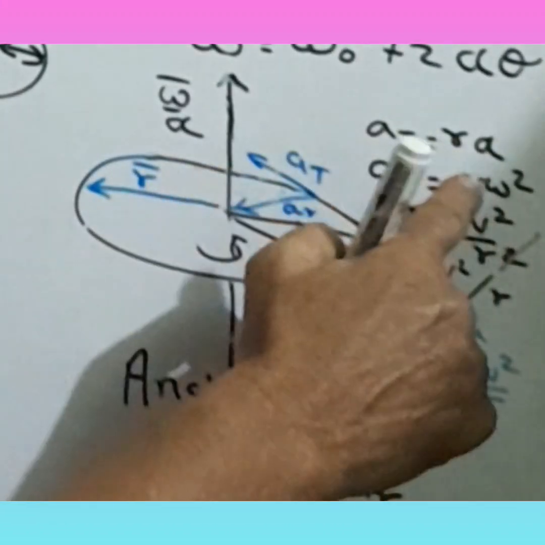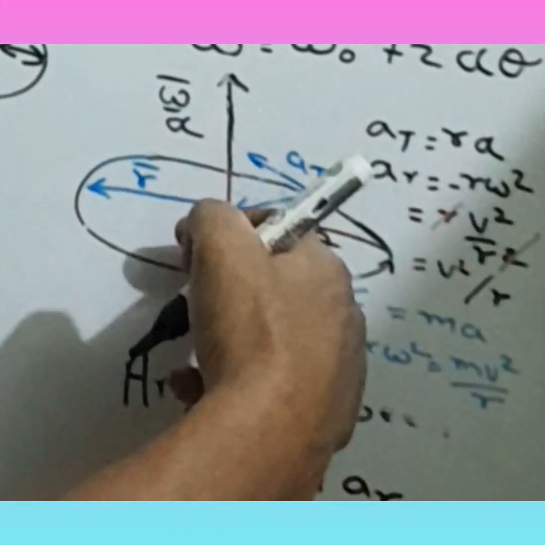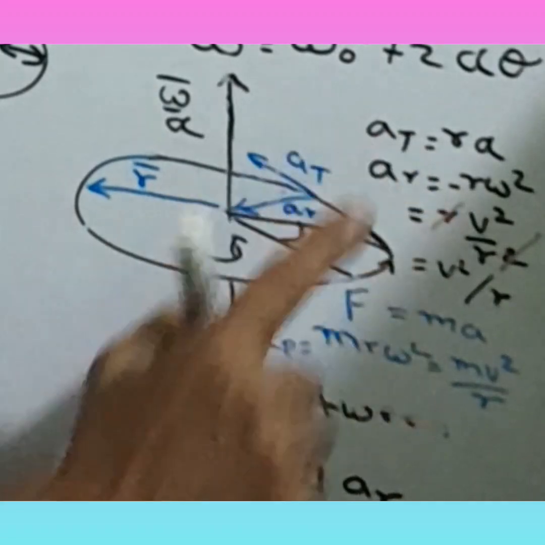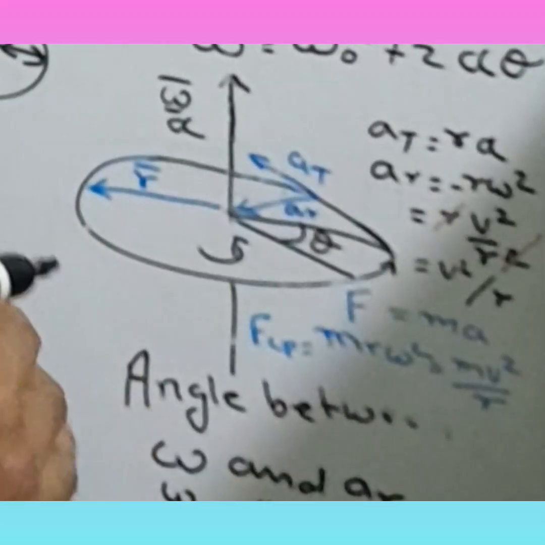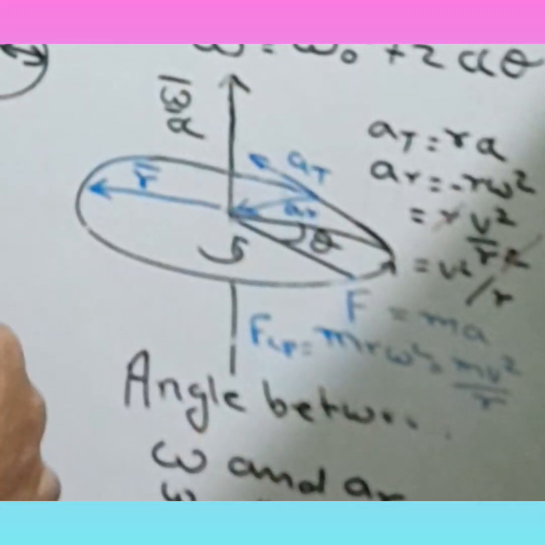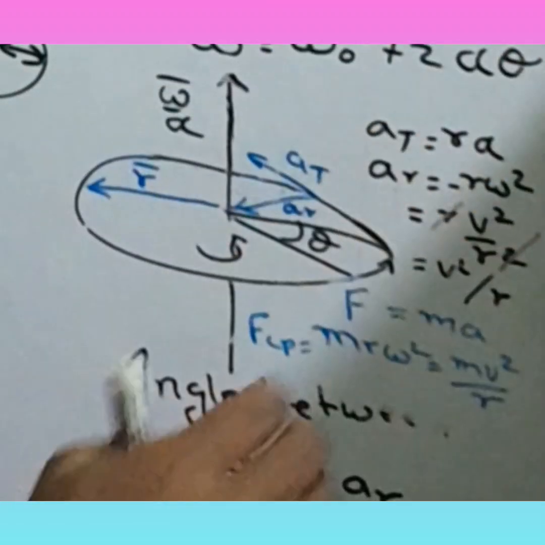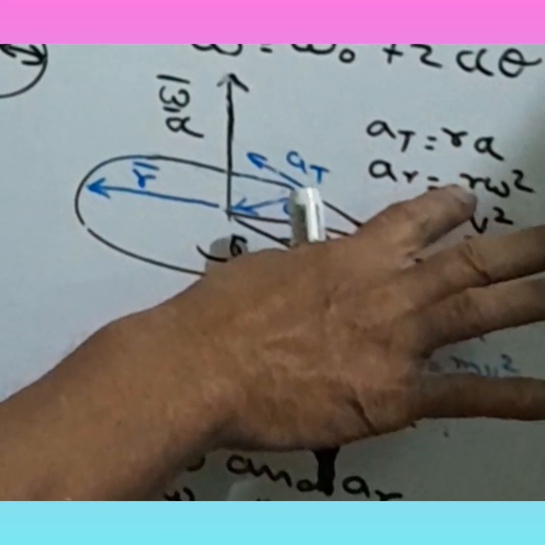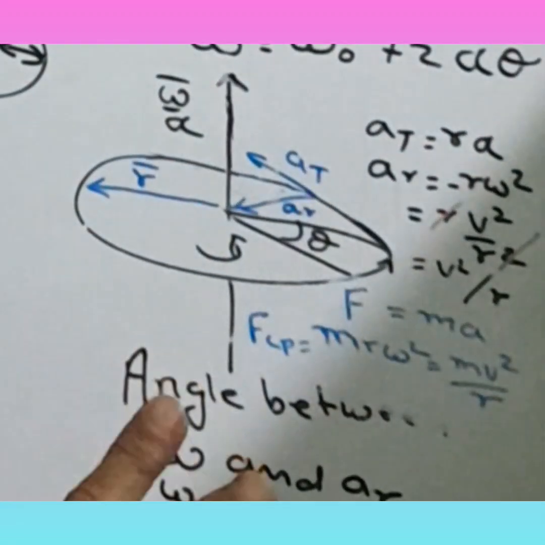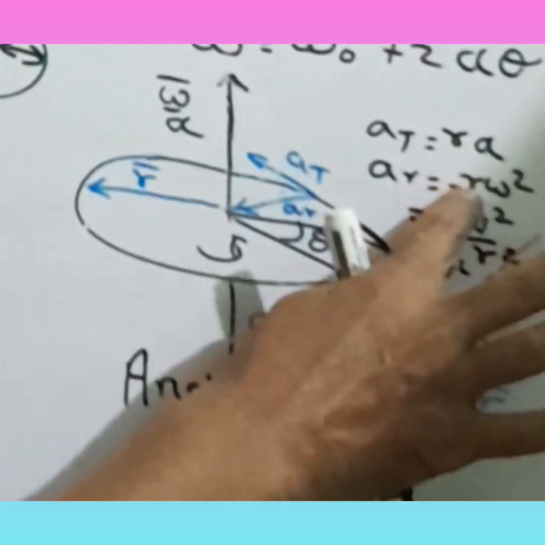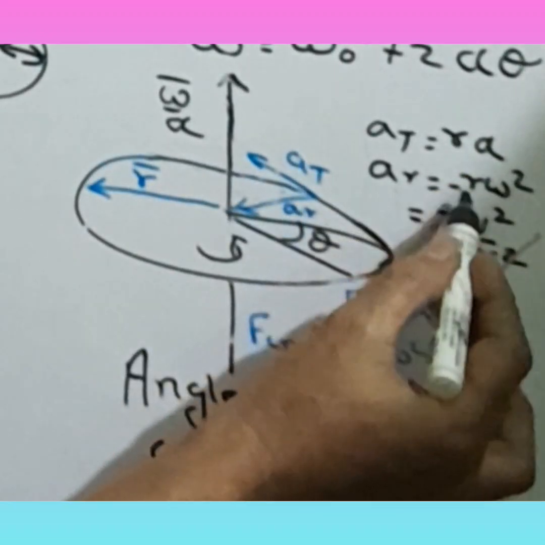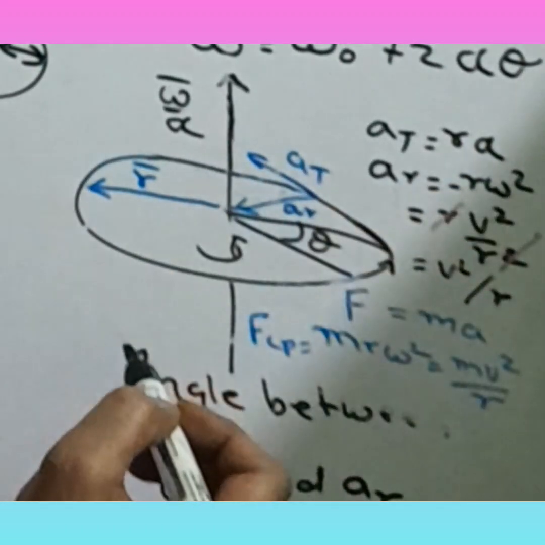Now mind you, since I am pointing it towards the center, I put in this negative. The negative is just depicting its direction, that its direction is towards the center. We can avoid that right now for our mathematical derivation of the formula. So now see, this is a_R equal to r omega square.